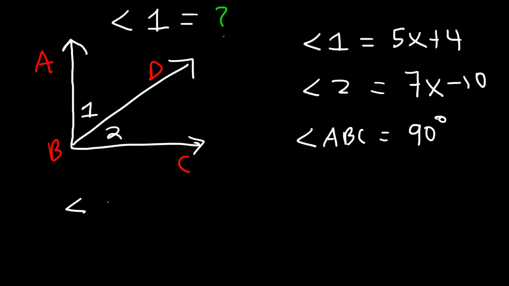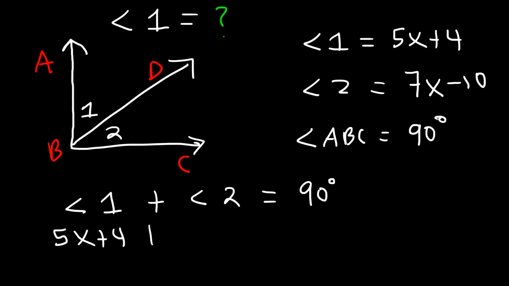So we know that angle 1 plus angle 2 has to equal 90. Whenever two angles add up to 90, it's said that those angles are complementary angles. Supplementary angles add up to 180. Now we can replace angle 1 with 5x plus 4 because those two are equal to each other. And angle 2 is 7x minus 10. So if we could find the value of x, we could find the measure of angle 1. Once we have the value of x, all we need to do is plug it in to 5x plus 4, and that's going to give us the measure of angle 1.